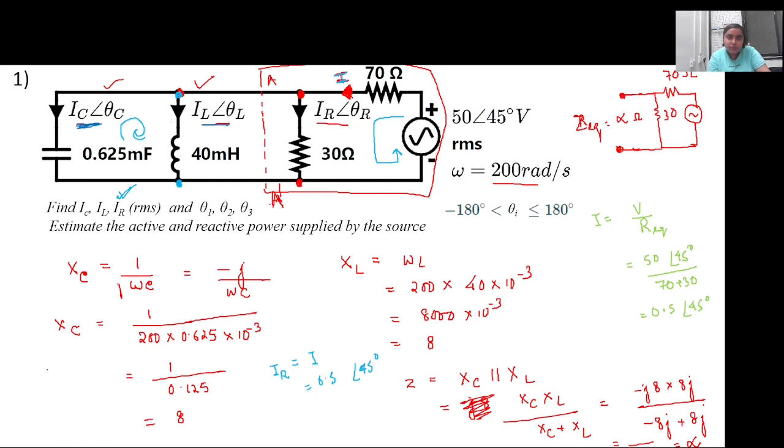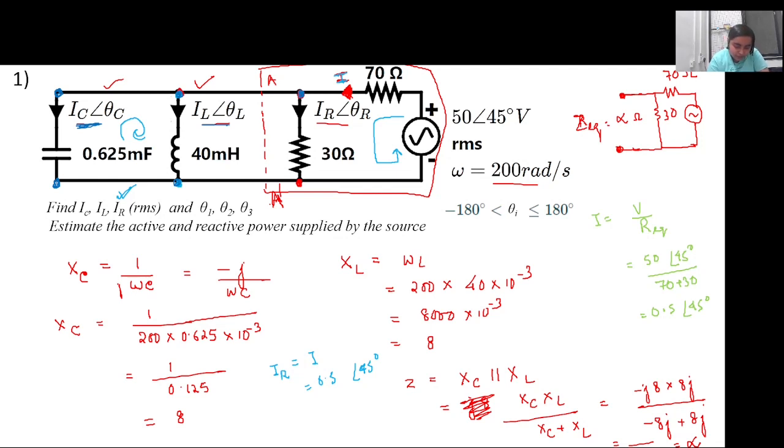Do we approach this with the current divider rule? See, you can calculate it, but not exactly with the current divider. The particular current I will be flowing through this circuit. You can calculate the voltage across AA dash, right? Which will be similar to the voltage across these two nodes and these two nodes, right?